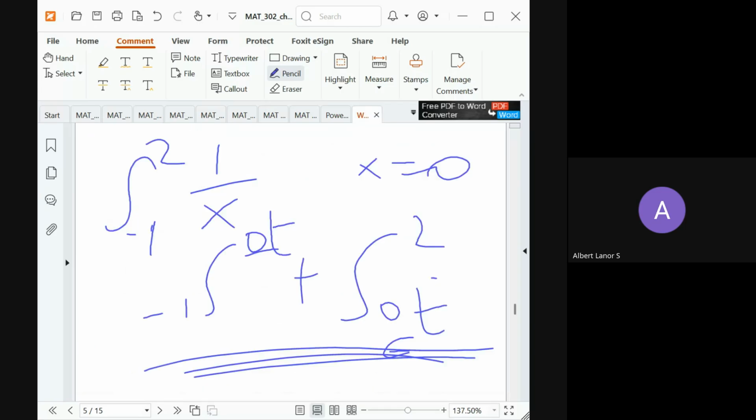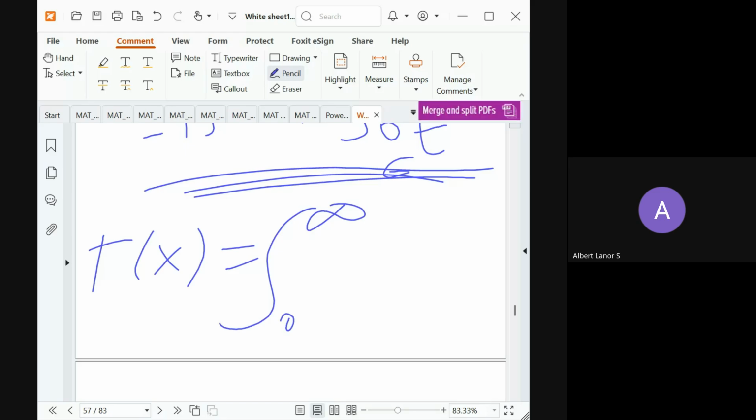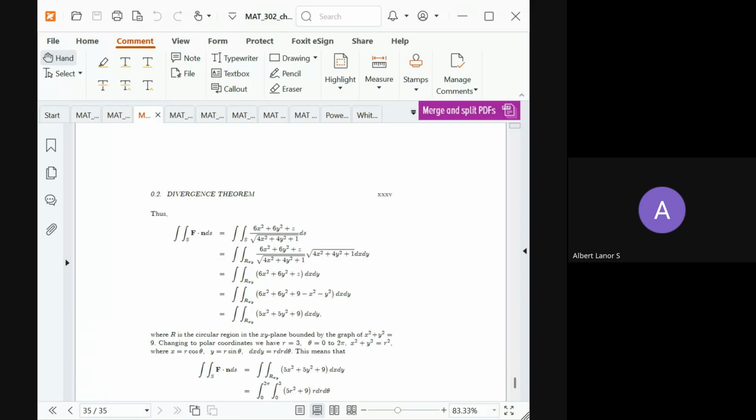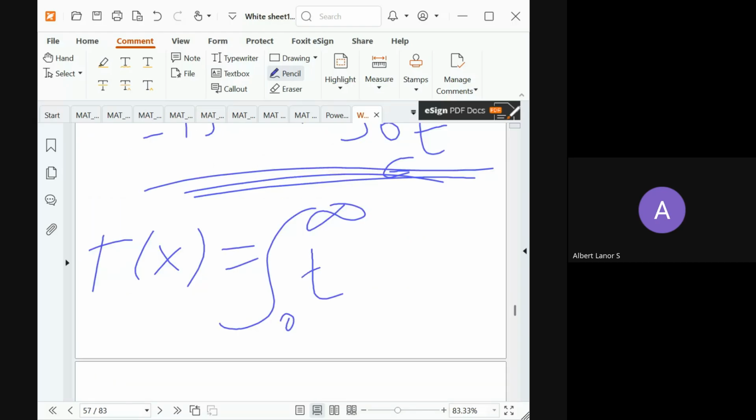So, we write the gamma function as gamma x is equal to the integral from 0 to infinity of t to the power x minus 1, e to the minus t, dt.